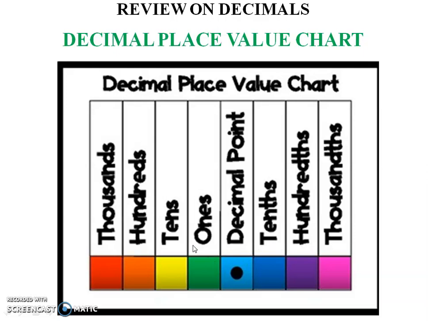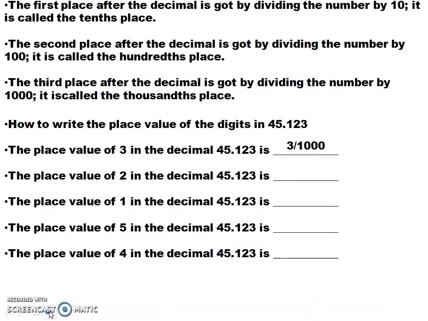Let's see how we are obtaining these place values. The first place after the decimal is got by dividing the number by 10. It is called the tenth place. The second place after the decimal is got by dividing the number by 100. That is why it is called the hundredth place, because it is dividing. So we are calling it as hundredth.